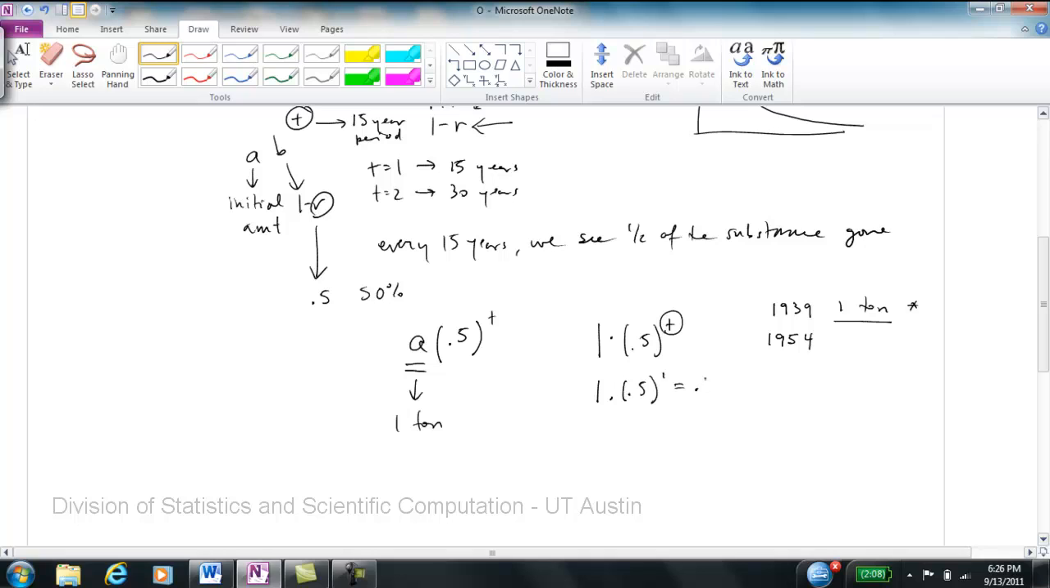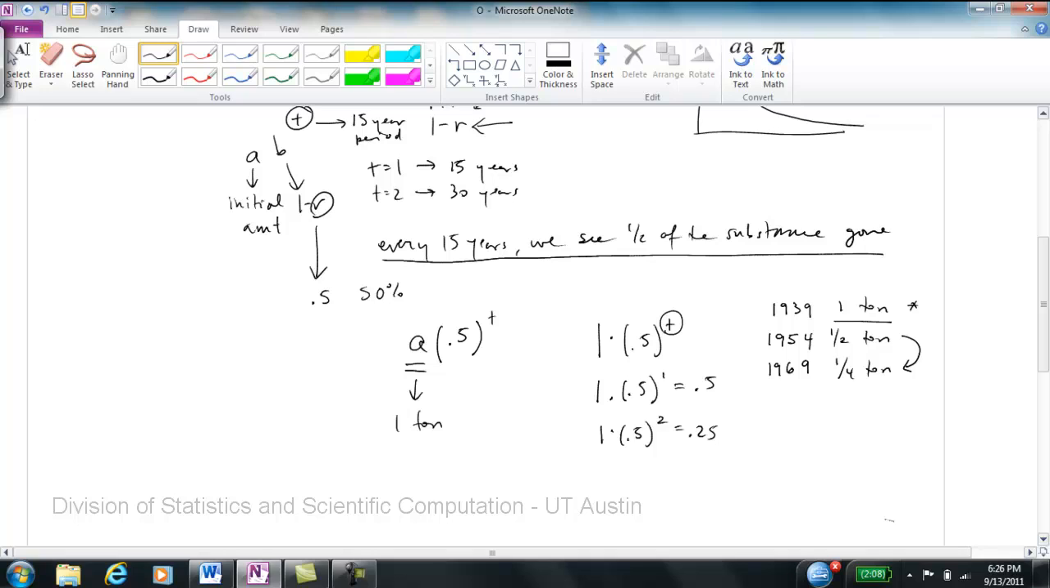And that happens to be equal to 0.5. So I know that half a ton is left. And that makes sense, because what we're talking about here is for every 15 years, we see half of the substance gone. So 15 years later, in 1969, what are we going to see? We're going to see 1 times 0.5 to the 2. And then we're going to see that we have 0.25 tons, or 1/4 ton left. Because again, in these 15 years, we saw another half gone.